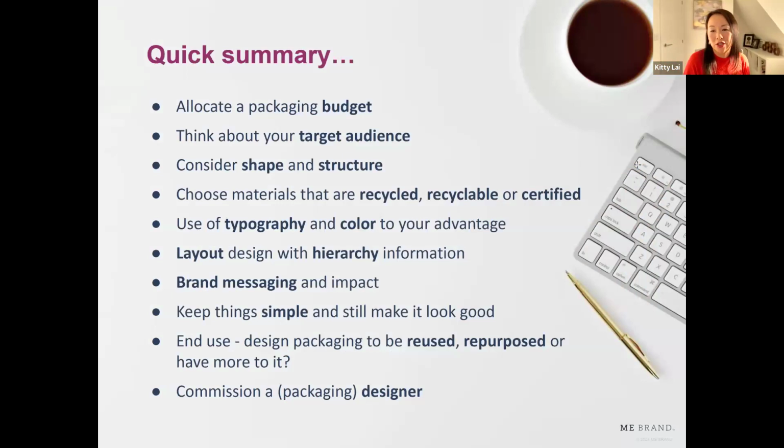the branding messaging, make that impact with your brand, put it all over your packaging, and really put messaging and talk to your customers as well in a particular tone of voice. Keep things simple, and you can still make it look good as well.